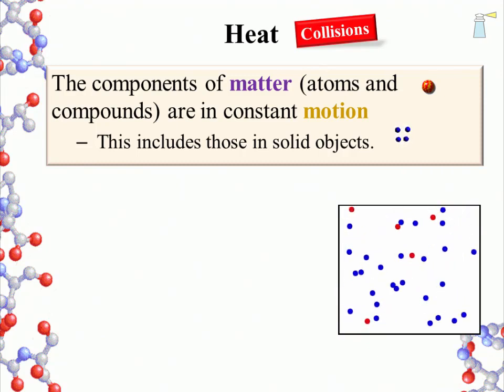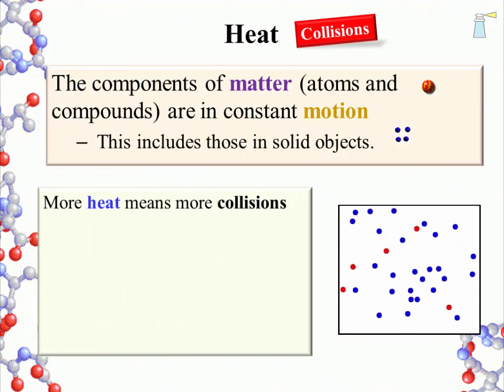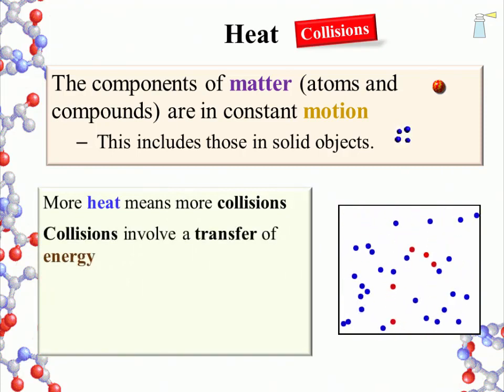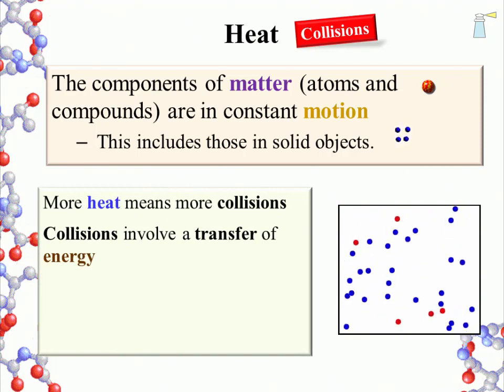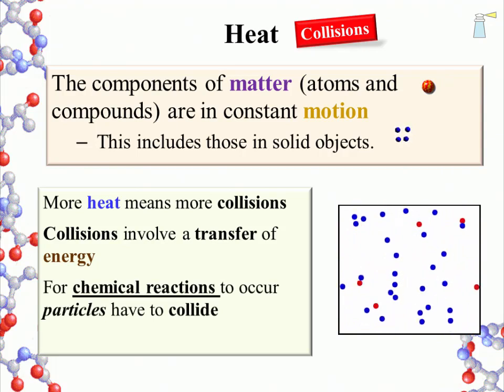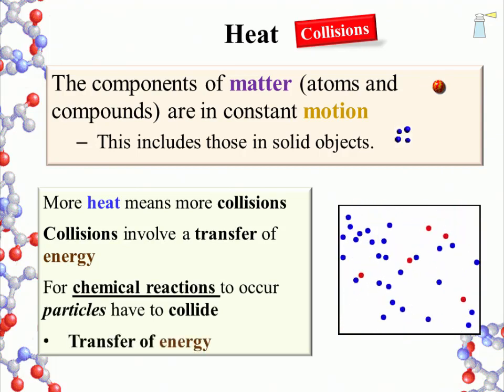With motion, there is collision. More heat means more collisions. Collisions involve a transfer of energy, a transfer of motion. This is important because for chemical reactions to occur, particles have to collide. Chemical reactions are going to be a transfer of energy.